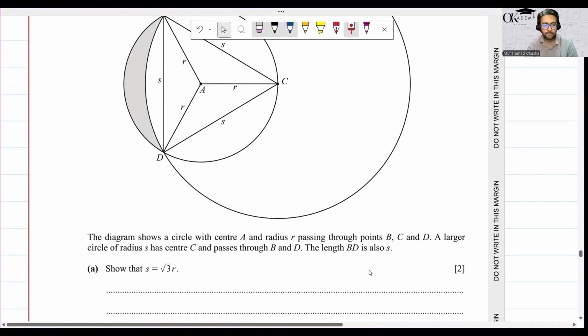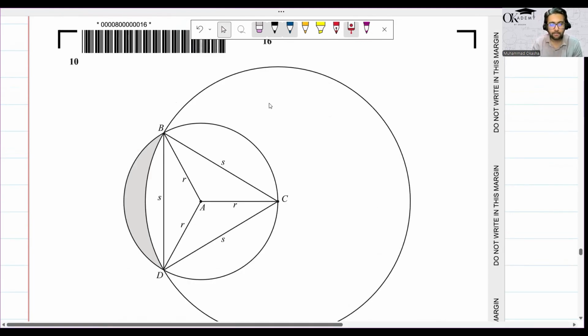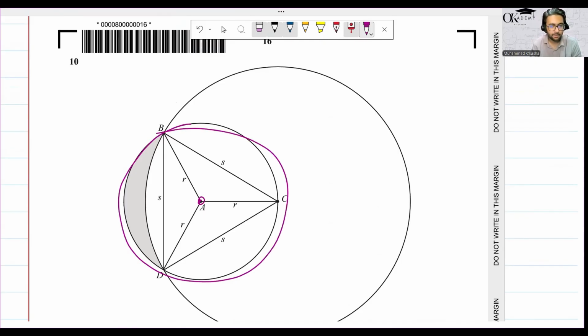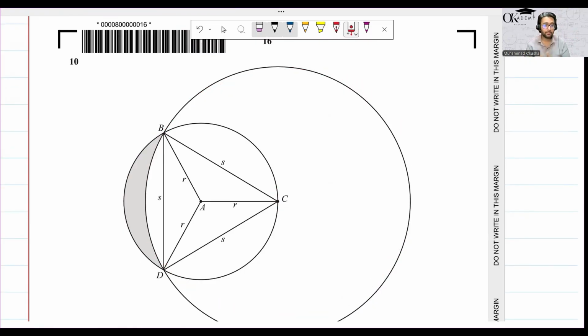The diagram shows a circle with center A and radius R. So we have two circles over here. If you carefully notice, we have a smaller circle that has center A and radius R. This is the circle we're talking about, the smaller circle. Then there's a bigger circle with center C. I hope you're able to identify the bigger circle and the smaller circle.